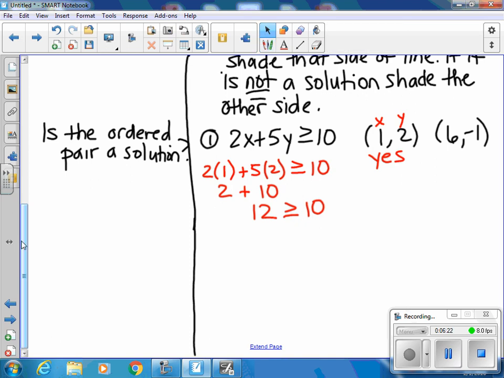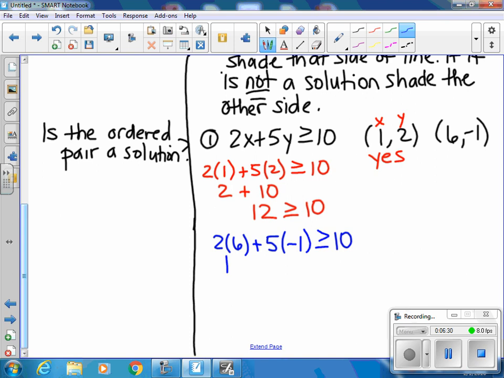So then if we test 6 and -1, we have 2 times 6 plus 5 times -1 is greater than or equal to 10. 2 times 6 is 12, 5 times -1 is -5, 12 minus 5 is 7. Is 7 greater than or equal to 10? That is not a true statement. That is no. So that means that the ordered pair (6, -1) does not work.